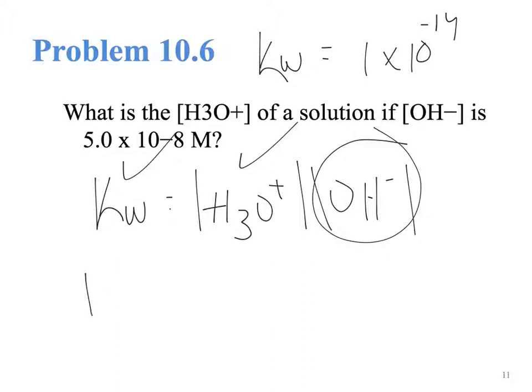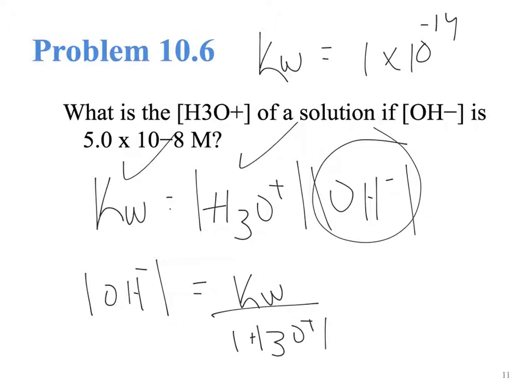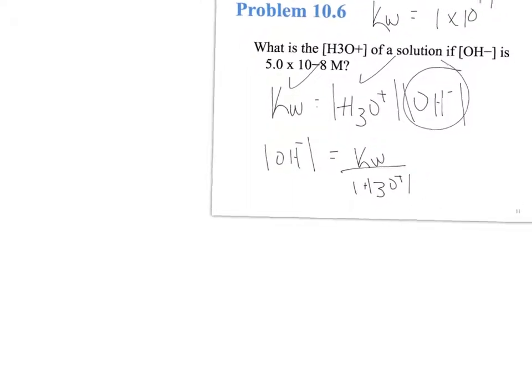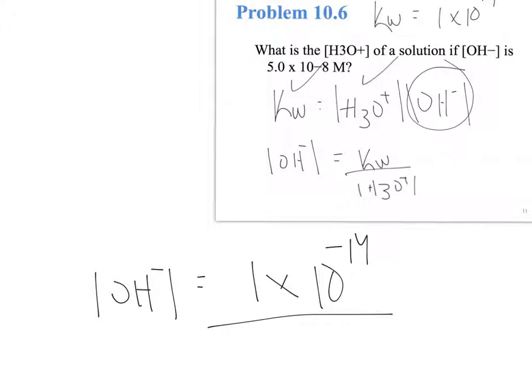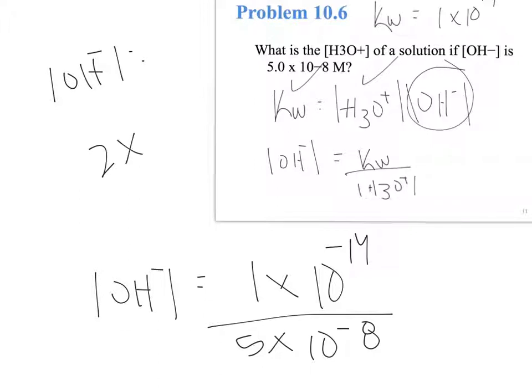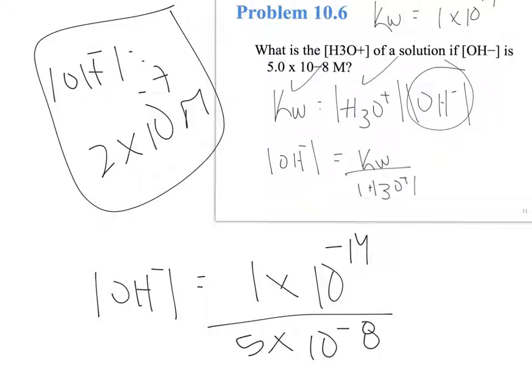So we solve: concentration of OH minus equals the Kw divided by the concentration of H3O plus. So we substitute our values and we say concentration of OH minus is equal to the value of Kw divided by the concentration of H3O plus given by the problem, and we do the calculations and we end up that the concentration of OH minus is equal to 2 times 10 to the negative 7 molar. These concentrations are in terms of molarity.